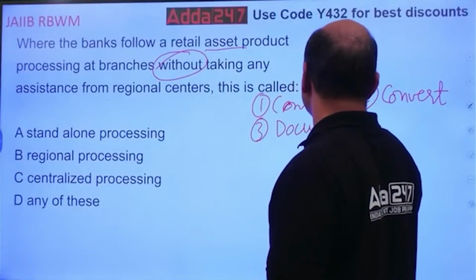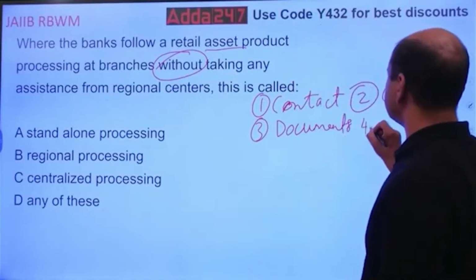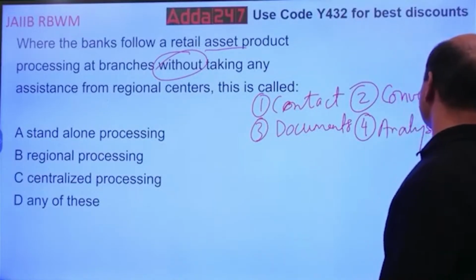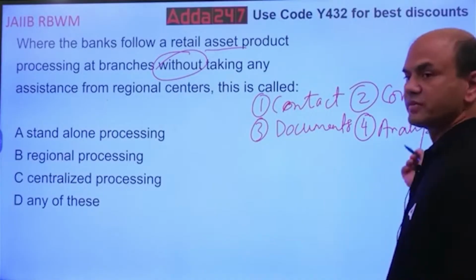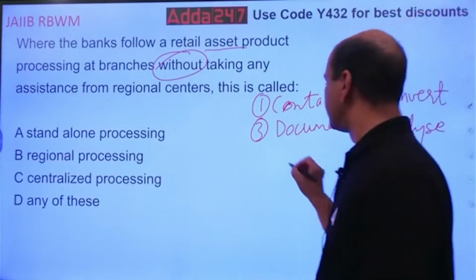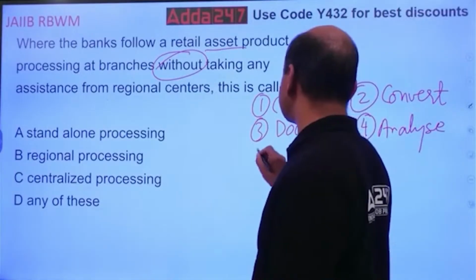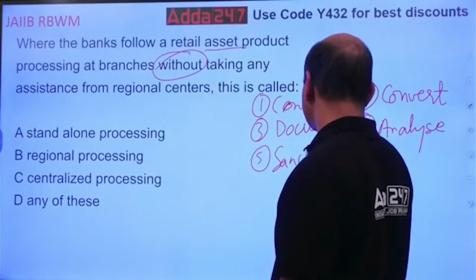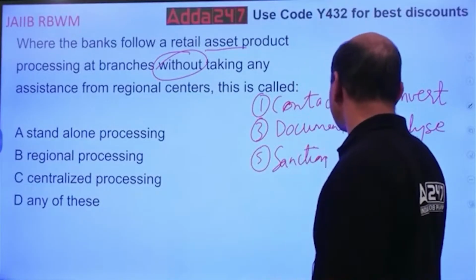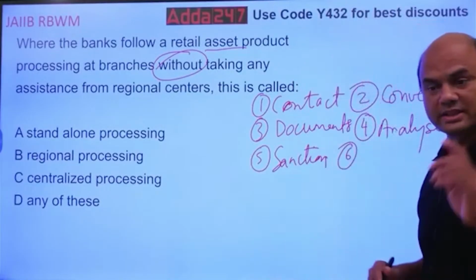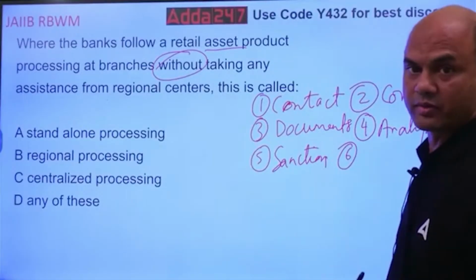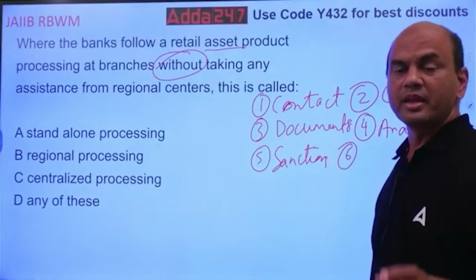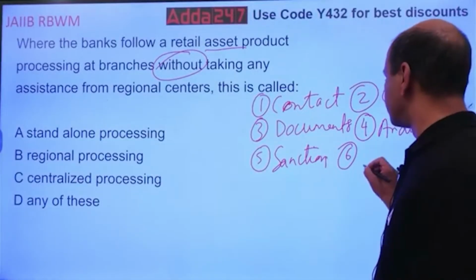Fourth, analyze the documents. Analyze means analysis, whether to give the loan or not, how much to give the loan. Okay. Next, fifth, sanction. Then sixth, legal documents. After sanctioning, you have to get the legal documents signed from that customer. Means demand promissory note, agreement, continuing security, all these documents, legal.